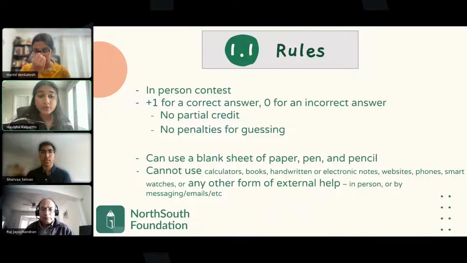So some rules that we have to adhere to for the contest. It is in person. You'll get 1 point for a correct answer and 0 for an incorrect answer. You don't get any partial credit. And because they don't take away any points for incorrect answers, there are no penalties for guessing. So one of the biggest tips is never leave an answer blank. Even if you don't know, take an educated guess or just a wild guess. Just never leave an answer blank, because you never know when you could be correct.